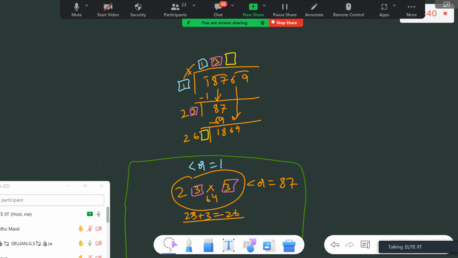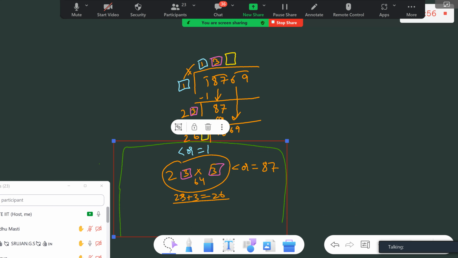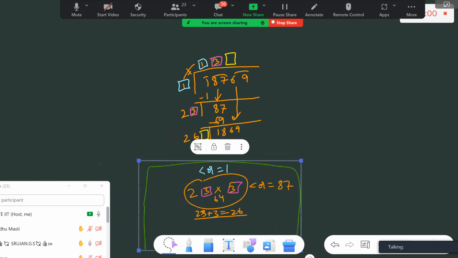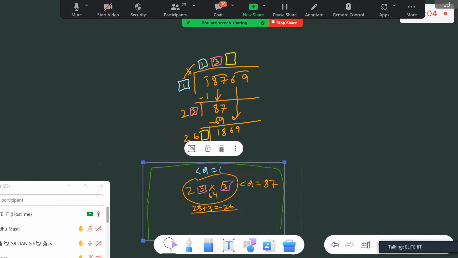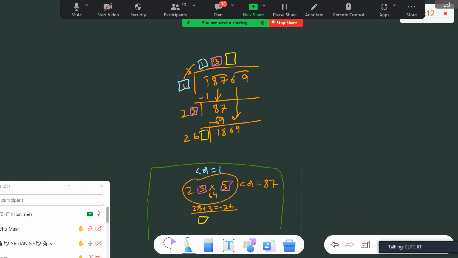We have to find, Sujan, such a digit here, which we will do like this. 260 that into that should be less than or equal to 1869. What will be that digit? You will see it will be 7. See, 267 into 7 will be how much? It will come out to be 1869.